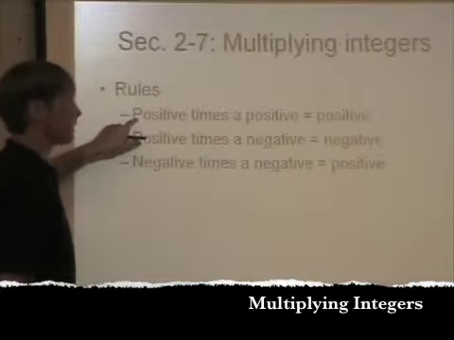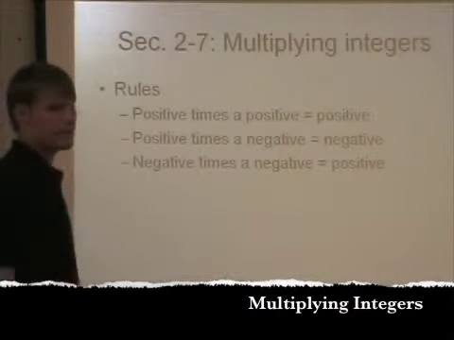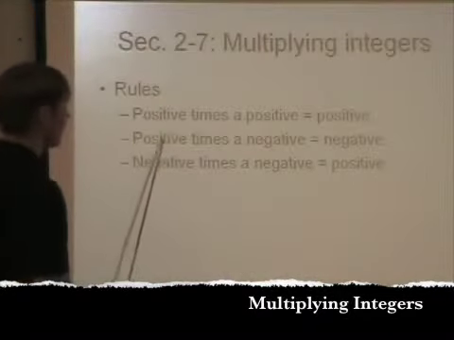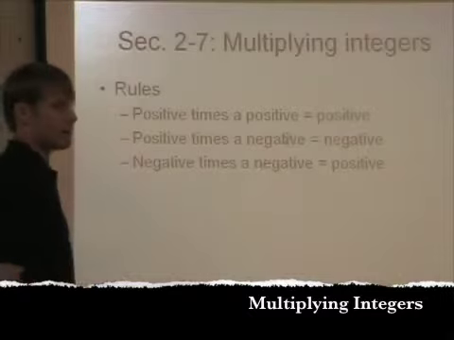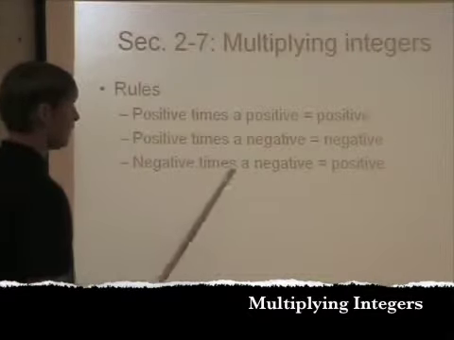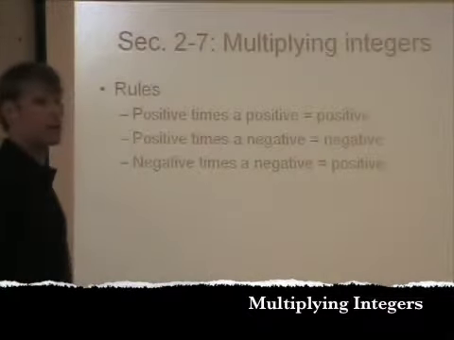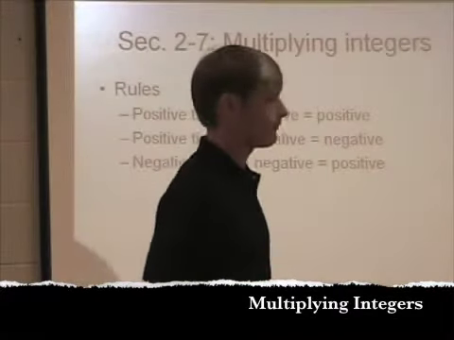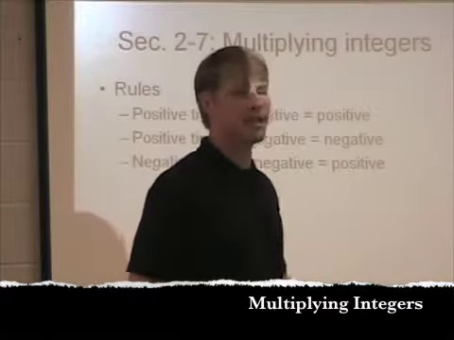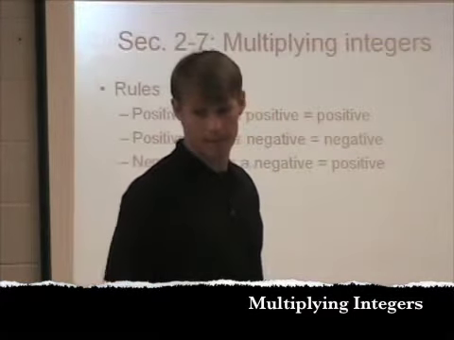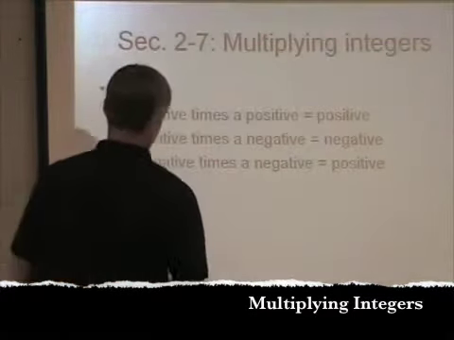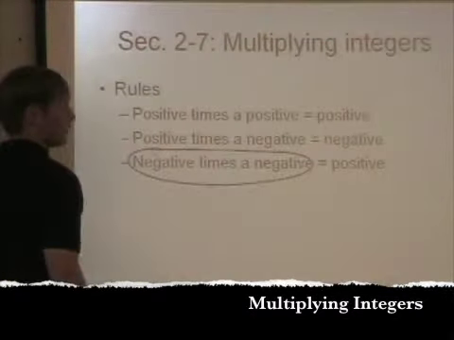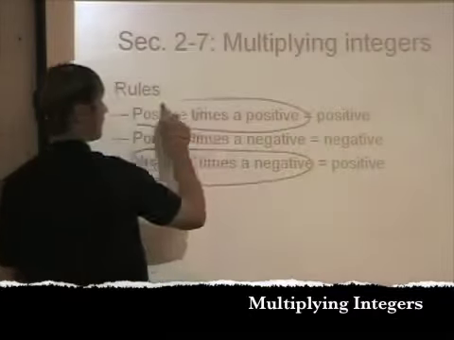The first rule is a positive times a positive equals what? Positive. Is that very hard? No. The second rule is a positive times a negative is what? Negative. And the last rule is a negative times a negative is? Positive. Now, when we added integers, if the signs are the same, you kept that sign. It's not that way in multiplying. But I want you to recognize here, if both the signs are negative, what's the answer? Positive.